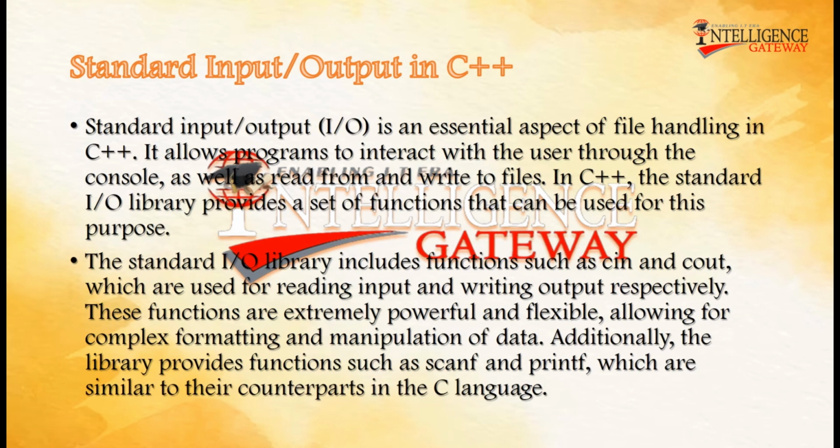Standard input or output in C++. Standard input or output (I/O) is an essential aspect of file handling in C++. It allows programs to interact with the user through the console, as well as read from and write to files. In C++, the standard I/O library provides a set of functions that can be used for this purpose. The standard I/O library includes objects such as cin and cout, which are used for reading input and writing output respectively. These are extremely powerful and flexible, allowing for complex formatting and manipulation of data. Additionally, the library provides functions such as scanf and printf, which are similar to their counterparts in the C language.